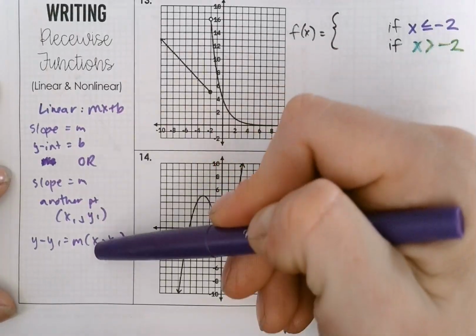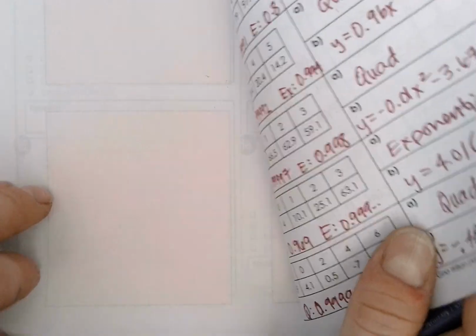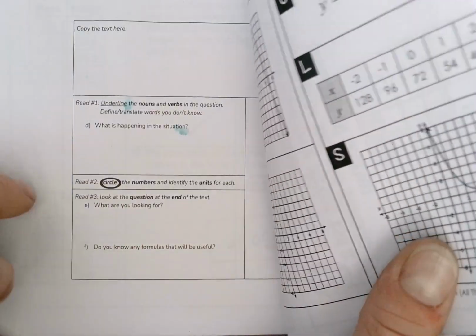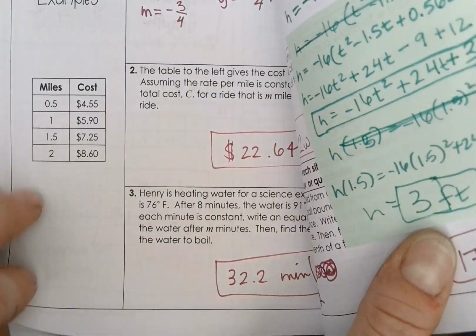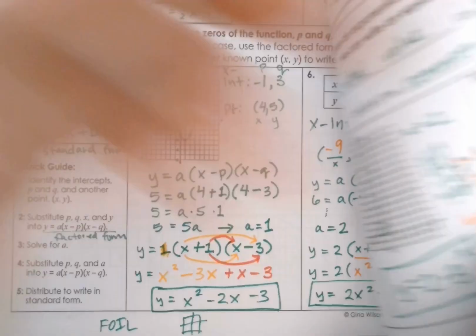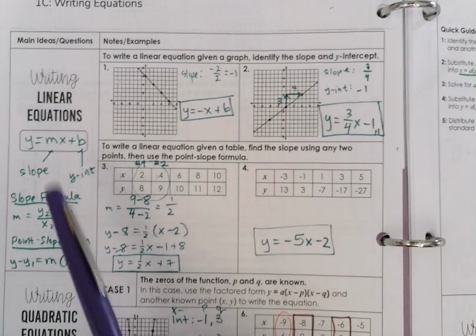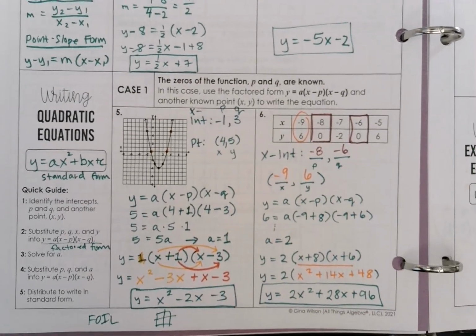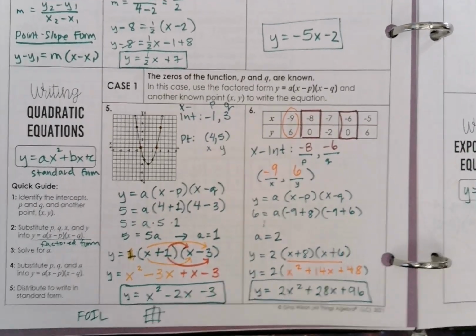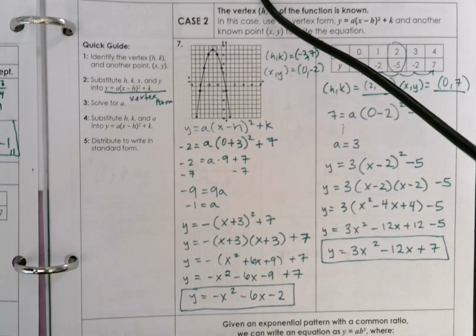And this is exactly what we were doing in those handful of examples, these earlier things. This will help a lot. The 1C, writing equations. We reviewed how do you write linear equations? How do you write quadratic equations when you have the roots or when you have the vertex? And how do you write exponential equations? So 1C will help a lot with this.